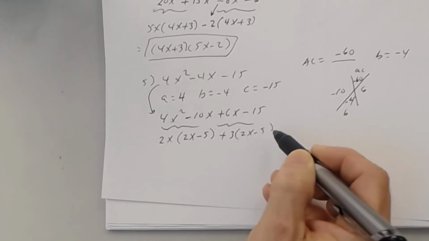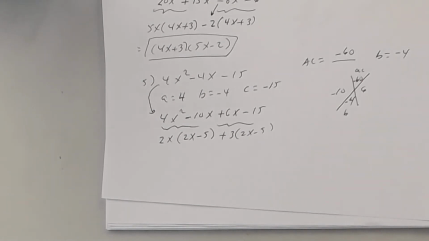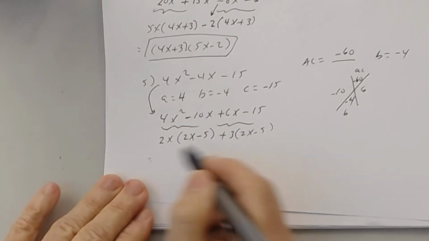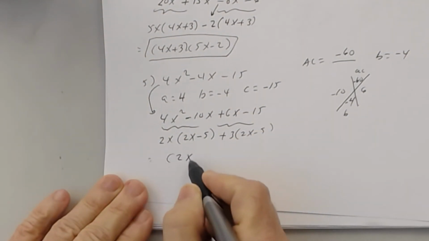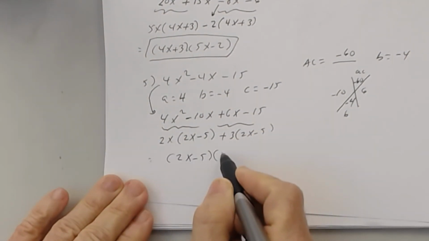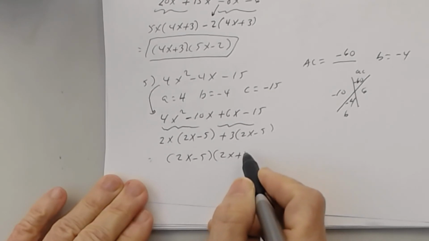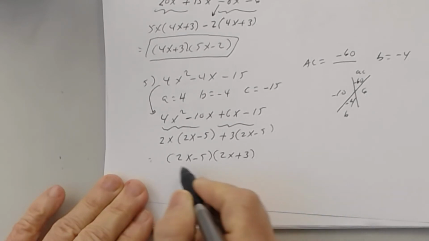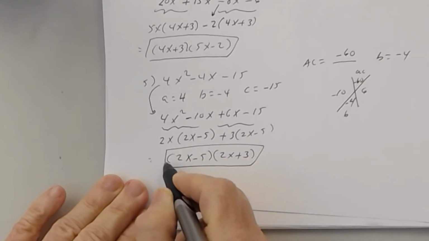Now, if you had put the 6x first, then you would have got something different at that point, but your answer would have been the same. So what do these two groups have in common? 2x minus 5. And what do you end up with? 2x plus 3. All right, 2x minus 5 times 2x plus 3. Okay.